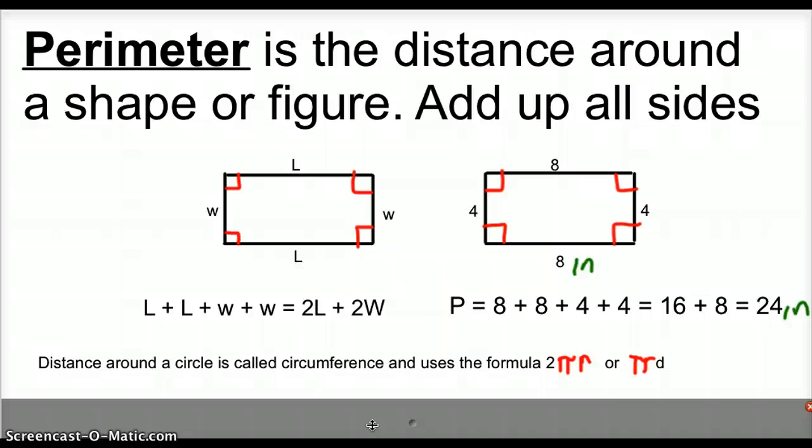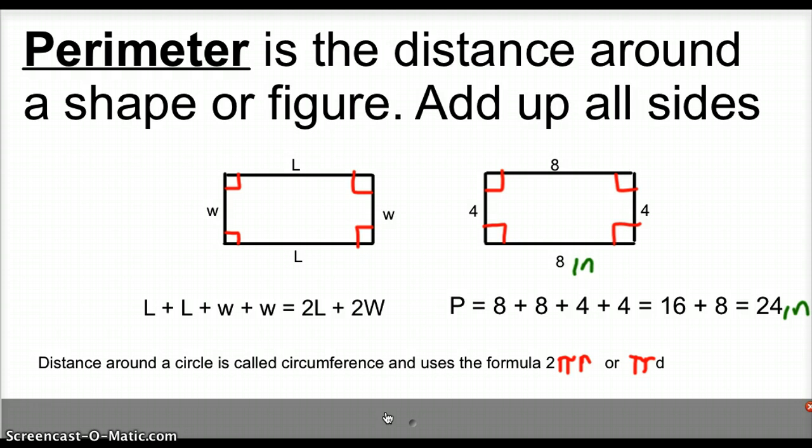If you look at the formula 2 pi r, if you take the 2 times the r, that just means 2 times the radius, and that's going to be the same as the diameter, so you'd be left with pi times diameter. So either one of those will work. They'll give you exactly the same answer.